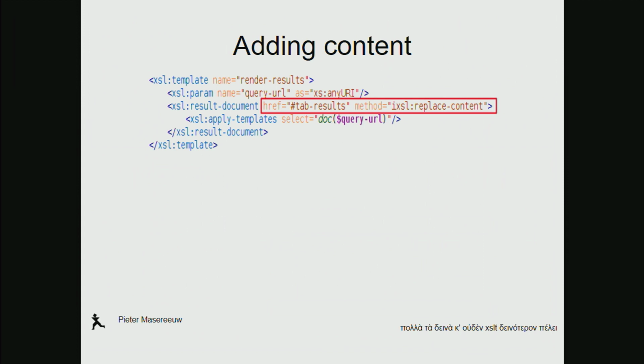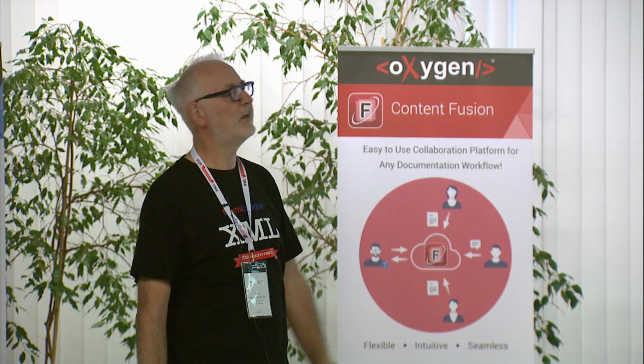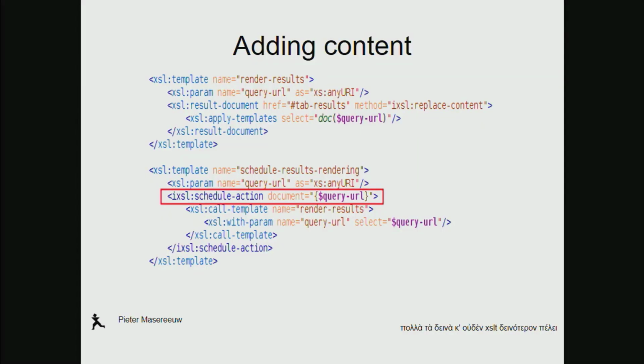Another thing is that you want to put content into your document. You can do that with an extension of the result-document function, providing some special filling of the parameters. If you don't want your application to freeze when you load the document from the net, you have a schedule-action operation that lets a template run only after the document has been loaded, so that you get asynchronous behavior.